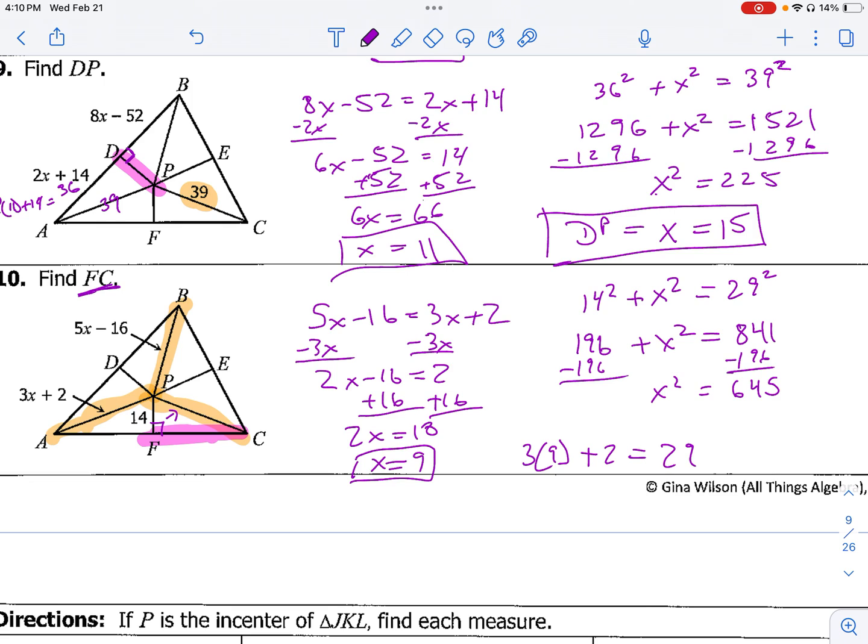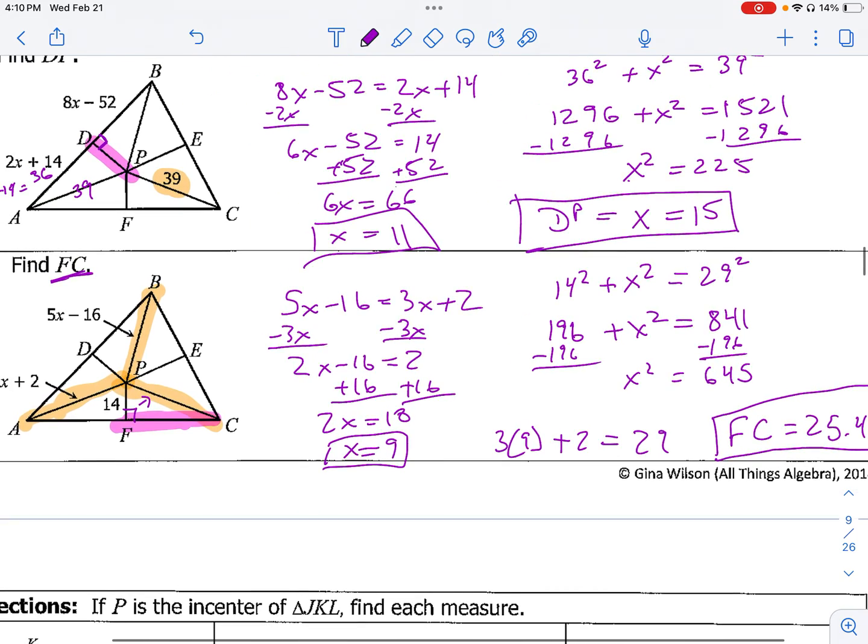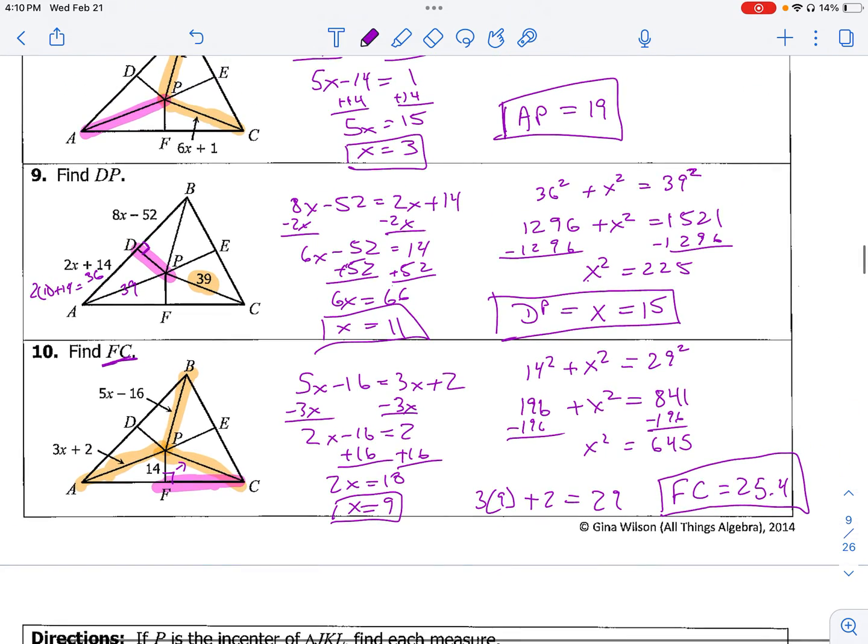Okay, 645. So FC equals 25.4 when we take the square root in our calculator of 645. And that's more practice with circumcenters.